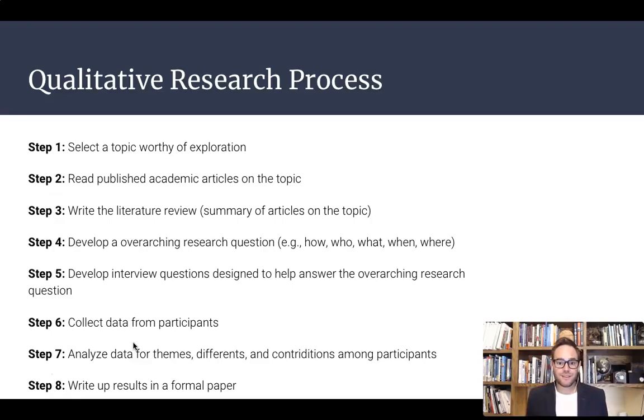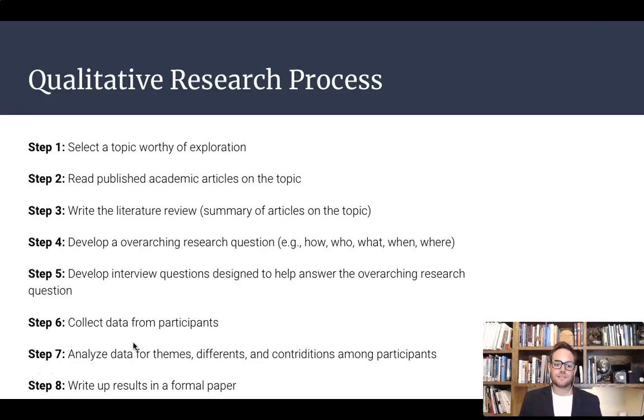Step 6, collect data from participants. Actually interview the people. Now, obviously, there's a ton of steps in each of these steps that we could cover, but essentially what you're going to want to do is find someone who is part of the demographic that you're interested in exploring. So if you're interested in exploring a specific culture and conflict patterns, find someone that is from that culture or is living that reality. So collect data from participants, ask your questions, record that interview, and then you're going to go into step 7.